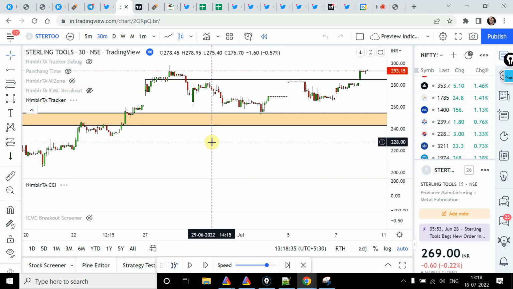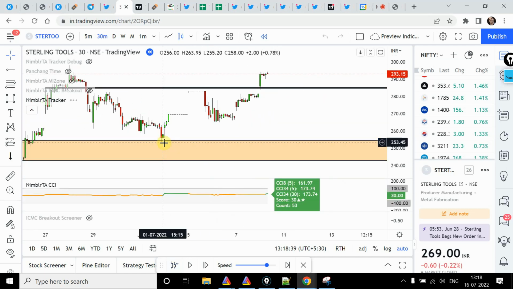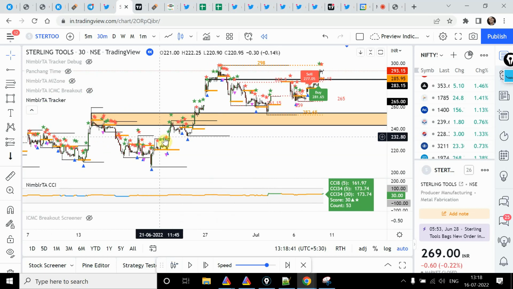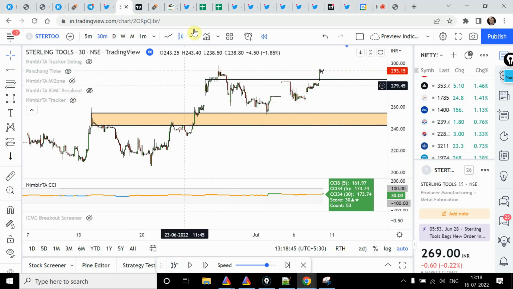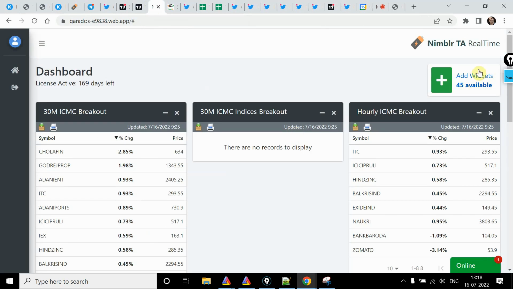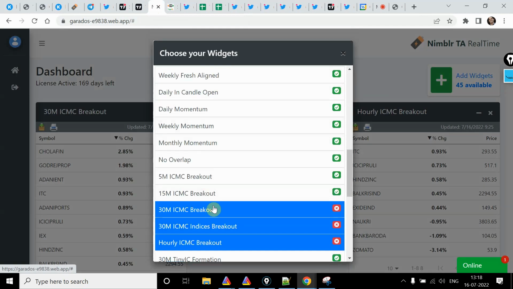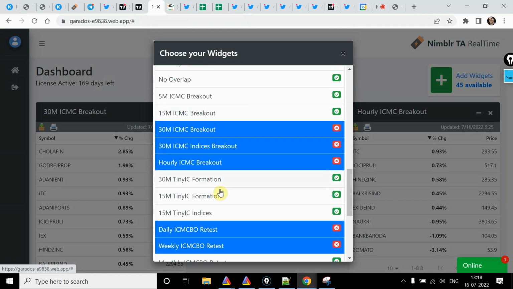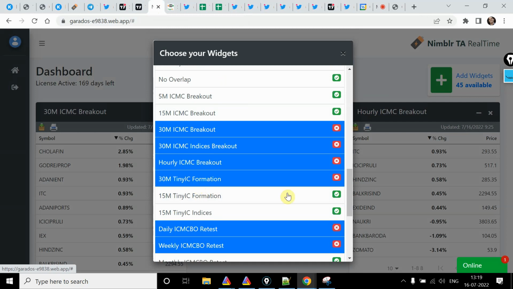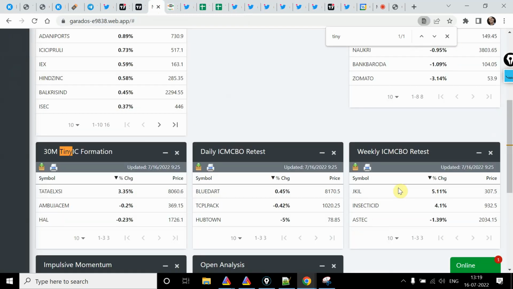So the idea of today's session was that you should be able to understand that there are different tools which can be of guidance based on what you are looking for. If you're looking for some entries for stocks, then there are widgets which are available on ICMC. Tiny ICs I told you about, since you were talking about individuals who are new. So you should use Tiny IC on 30 minutes, as simple as that. You know the levels. Tiny ICs are easiest to trade.